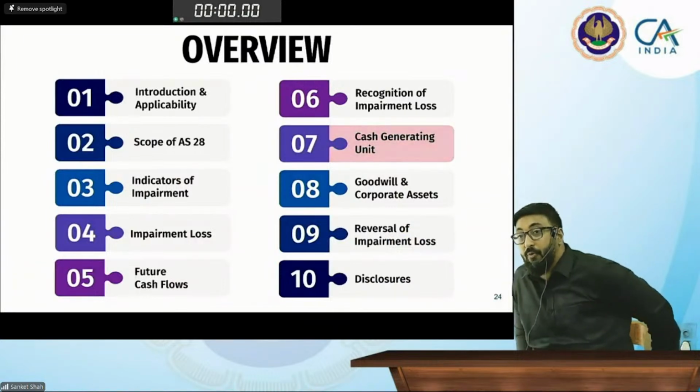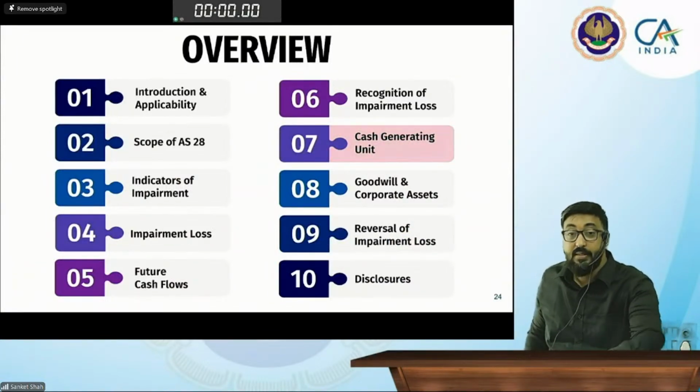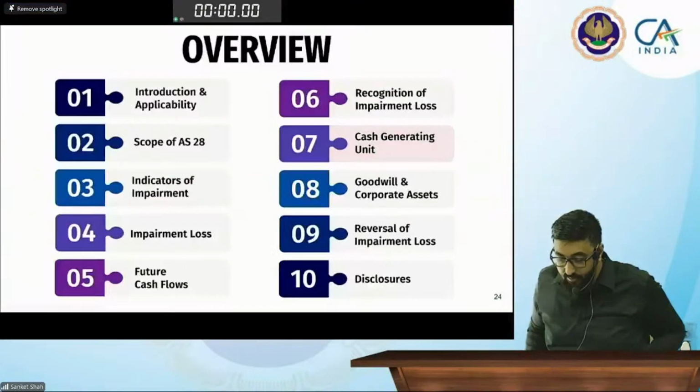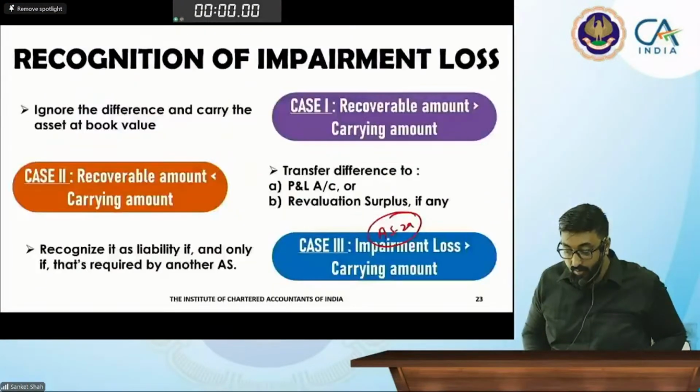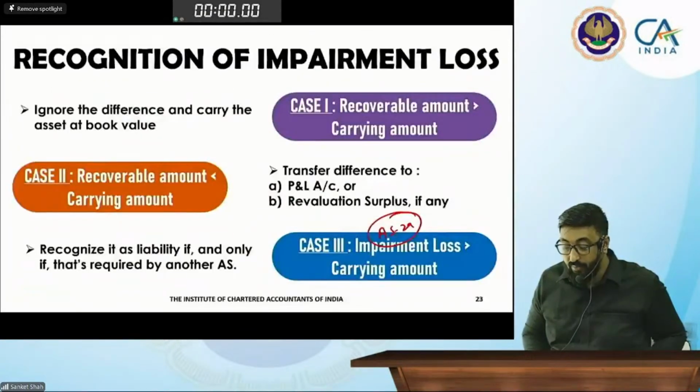Now, very, very important: the CGU concept. We have now completed single asset, and only one concept is remaining, which is the last part of recognition of impairment loss. Only one point of that: impairment loss is greater than carrying amount.